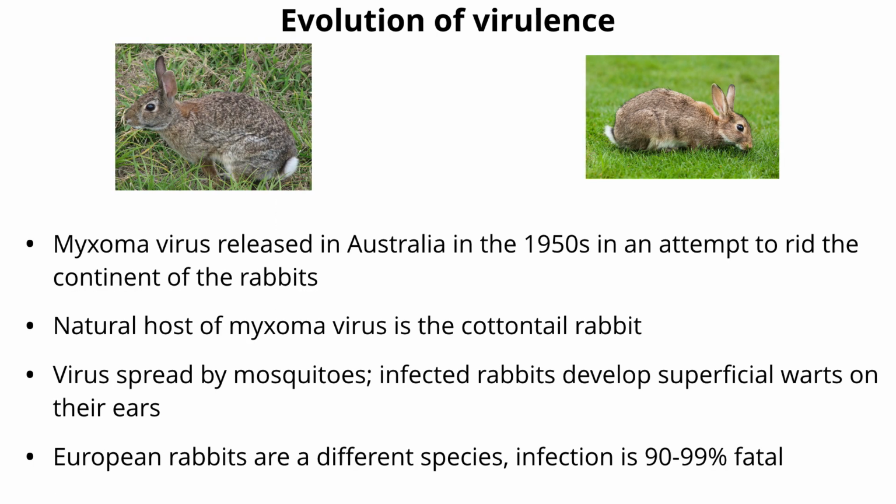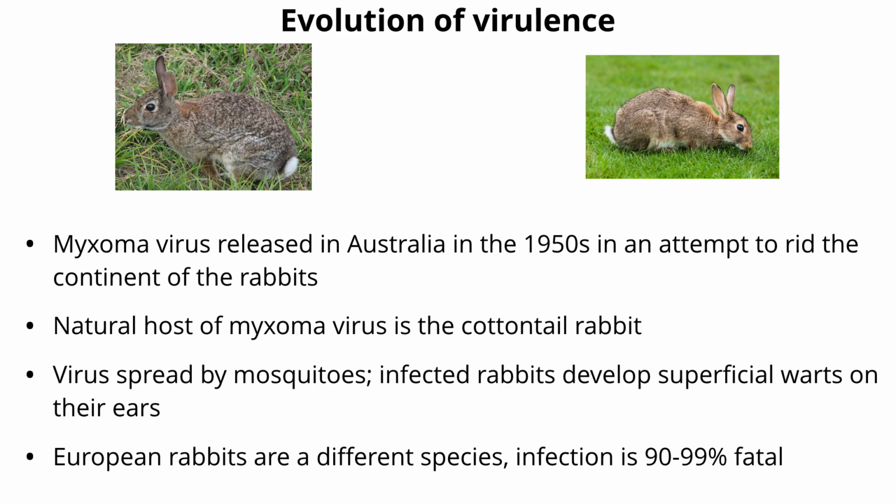Now, the natural host is the cottontail rabbit, and that's not the one they imported. They had cottontail rabbits, but they're not affected. The European rabbits, which they brought in, the infection is 90 to 99% fatal, and it's spread by mosquitoes from rabbit to rabbit. I don't remember which of these is which. One of these is a cottontail, and one of them is a European rabbit. They released this virus into nature, and in the first year, 99.8% mortality rate.